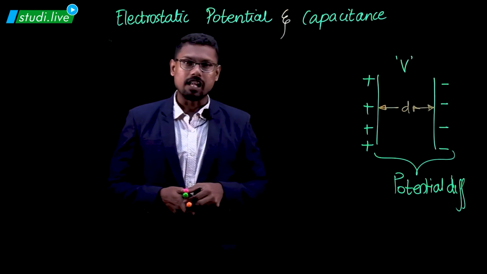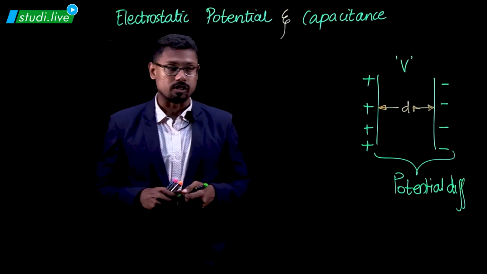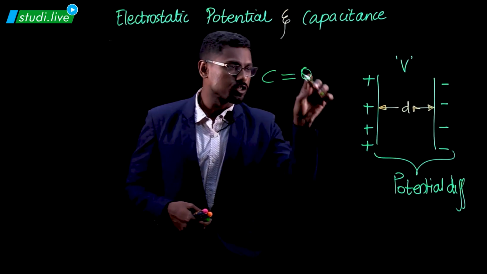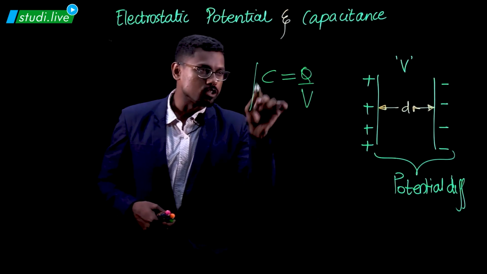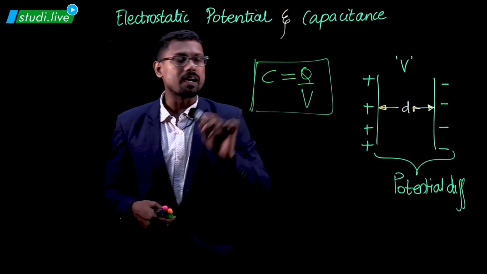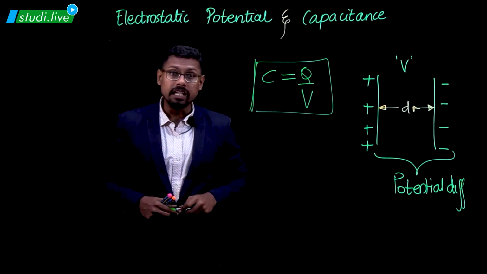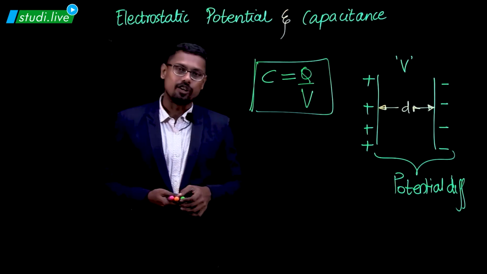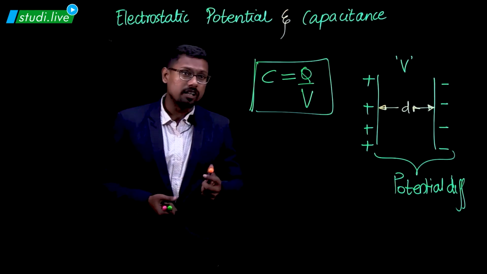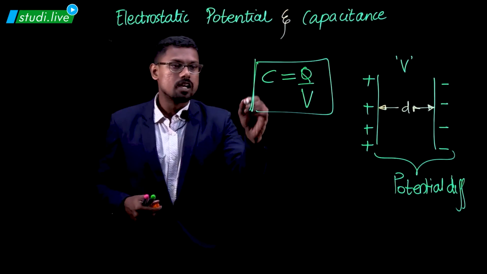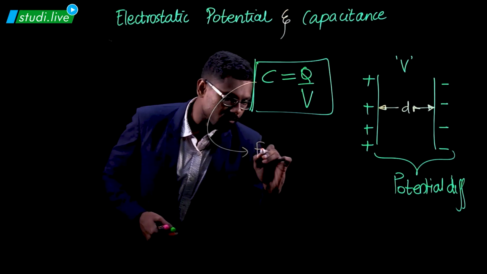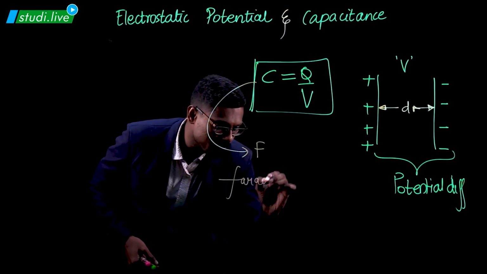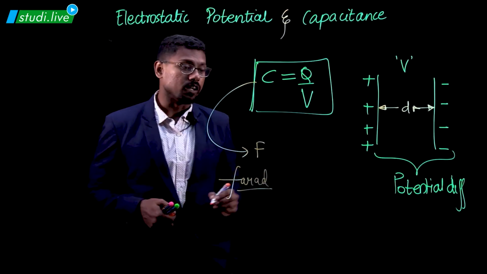If I ever want to calculate the capacitance of this capacitor, the formula for capacitance is the charge stored per unit potential difference. What is capacitance, bachon? It is nothing but the charge stored per unit potential difference. What is the unit for capacitance? The unit for capacitance is F. F stands for farad. F stands for what, bachon? Farad.